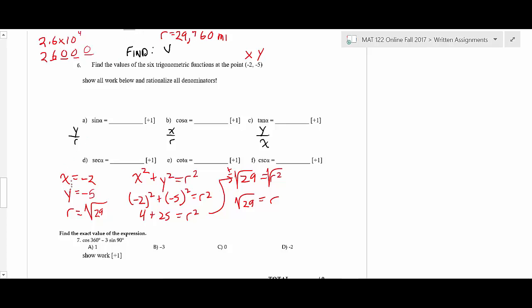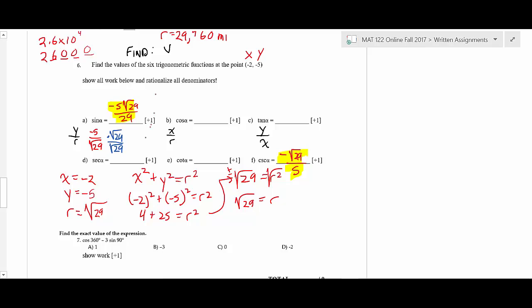So the sine is going to be negative 5 over root 29. You can go ahead and do the reciprocal of that and get the answer to the cosecant, which is negative root 29 over 5. So that gives us our first trig function. You want to go ahead and rationalize the denominator, like we've learned how to do. So the answer to that problem would then be negative 5 times square root of 29 all over 29. You've got to rationalize denominators on these problems.